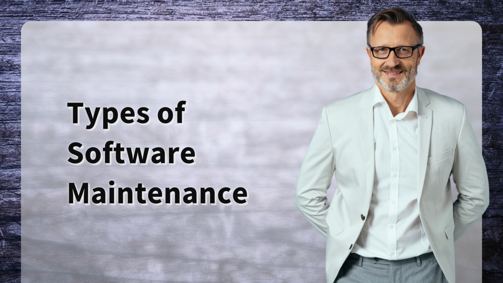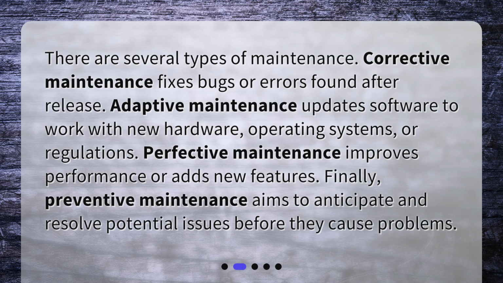Types of software maintenance. There are several types of maintenance. Corrective maintenance fixes bugs or errors found after release. Adaptive maintenance updates software to work with new hardware, operating systems, or regulations. Perfective maintenance improves performance or adds new features. Finally, preventive maintenance aims to anticipate and resolve potential issues before they cause problems.